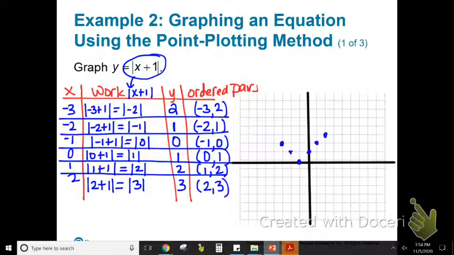And then we draw our line, connect our dots. It doesn't stop just because our table stopped. Remember, we got to pick the numbers. And it actually keeps going. So extend your line and put arrows on the ends. And that's how we graph using the point plotting method.